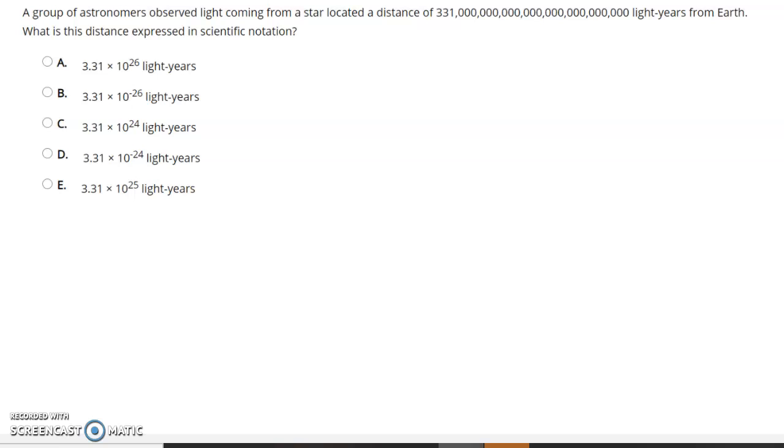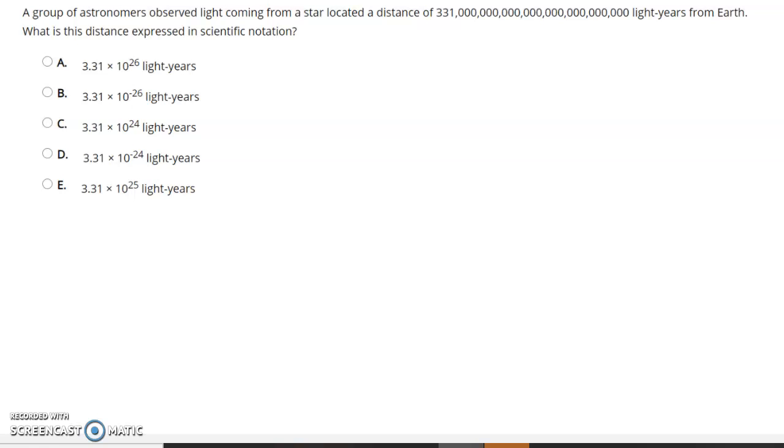All right, next we have: a group of astronomers observed light coming from a star located at a distance of so many light years from Earth. What is the distance expressed in scientific notation? So remember, scientific notation, what we're going to do is move our decimal to where we have a non-zero number, a number between 1 and 9, to the left of our decimal value.